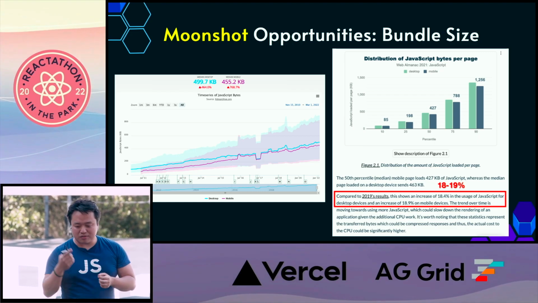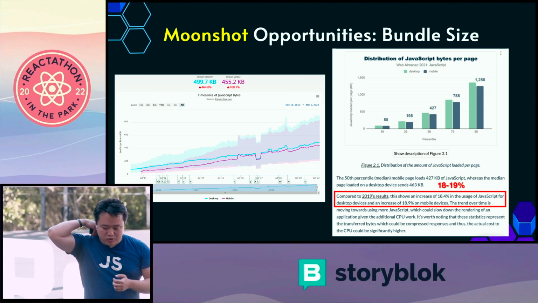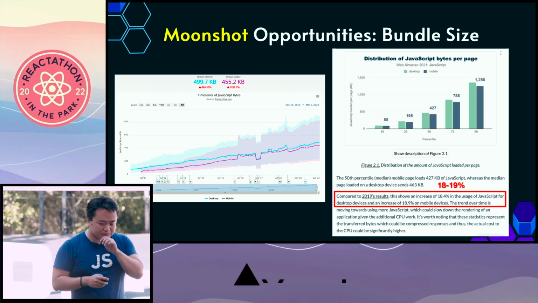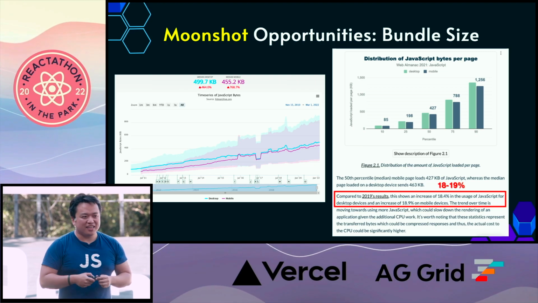As of 2019, I think this is a striking result, as of 2020, the increase in JavaScript bundle sizes was about 18 to 19%. And that has not really shifted at all.